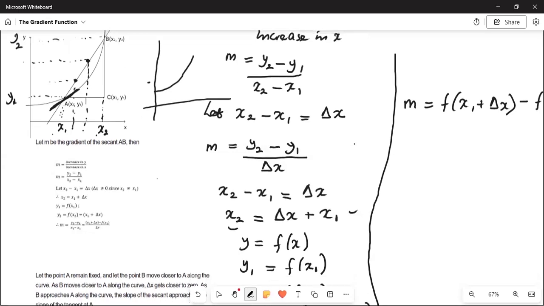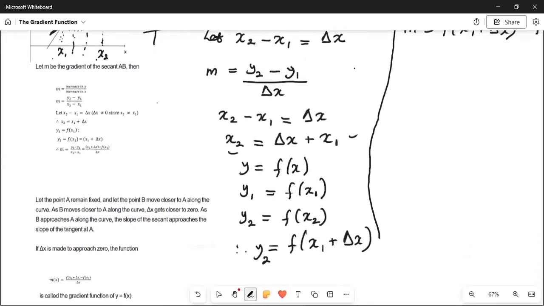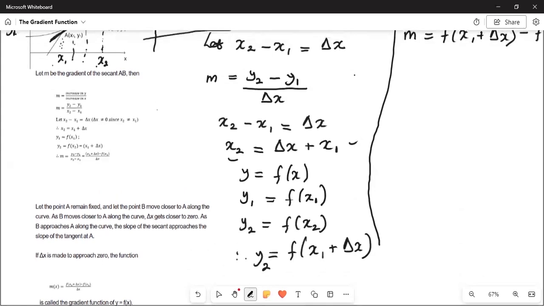So in that case, we can call it the limiting value of the gradient of the line. So let point A remain fixed and let point B move closer to point A along the curve. As B moves closer to A along the curve, delta S gets closer to zero. Why is it getting closer to zero?